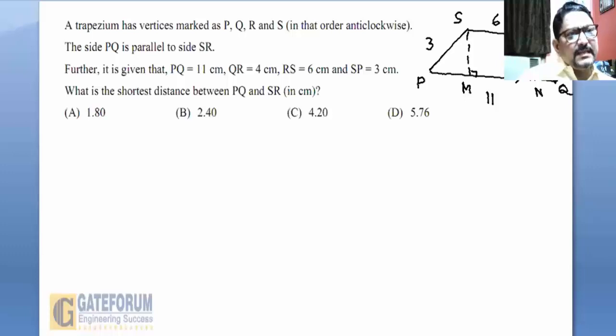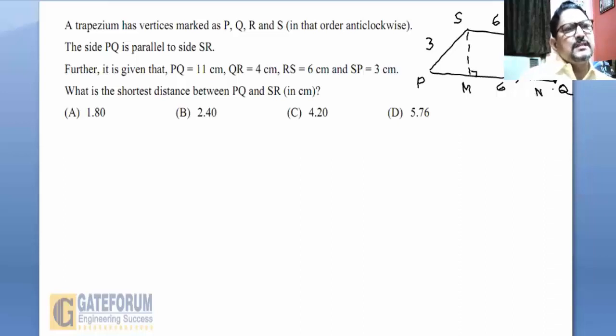Because SRNM is a rectangle, both the sides are parallel, and these two lines SM and RN, since they are perpendicular to the same straight line, must also be parallel to each other. Hence, all the four lines are parallel to each other and there is a right angle in between them. So this must be a rectangle. So we can say that since SR is 6, MN must also be 6.